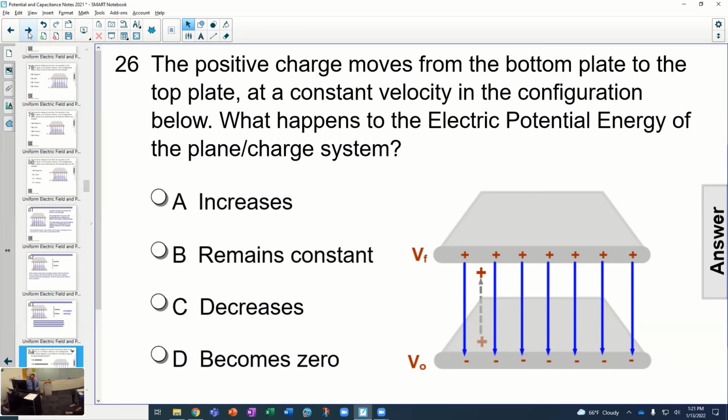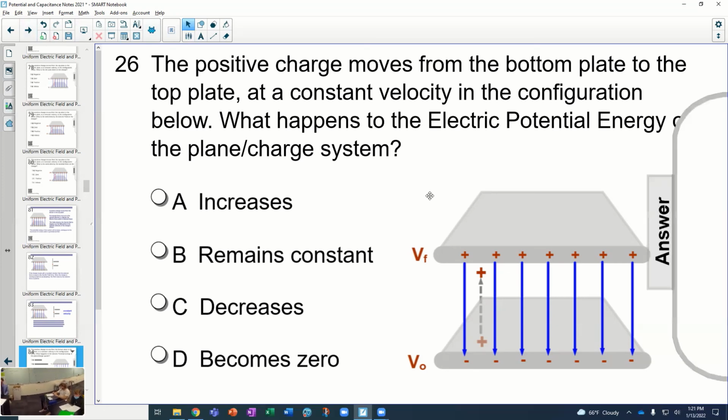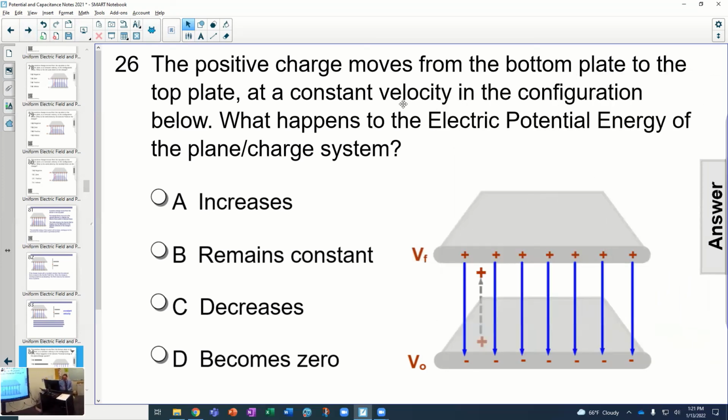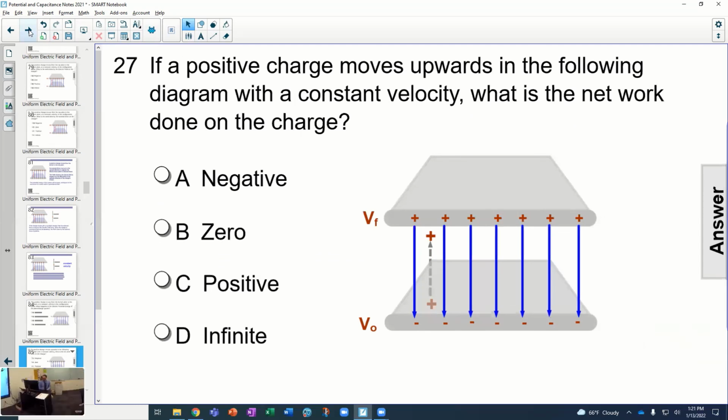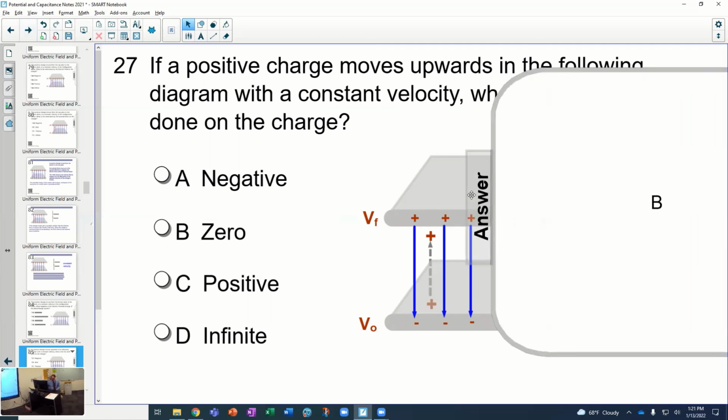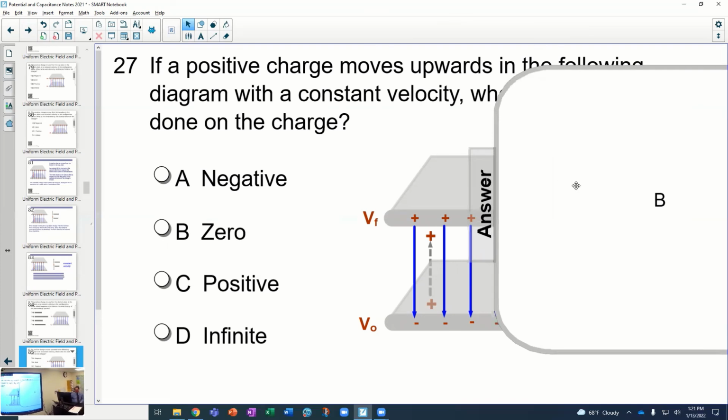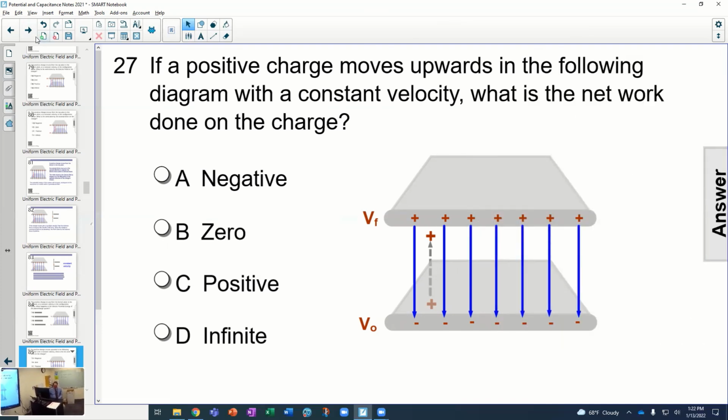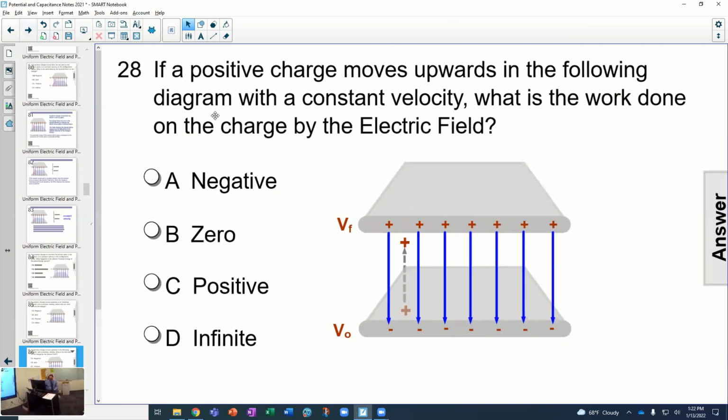We're storing energy in the system by doing work on it. So it does indeed increase electric potential energy. If a positive charge moves upward in the following diagram with constant velocity, what is the net work done on the charge? Okay, I think we see some agreement here as well. If the net force is zero, then the net work done is zero. So one's positive, one's negative, they cancel.